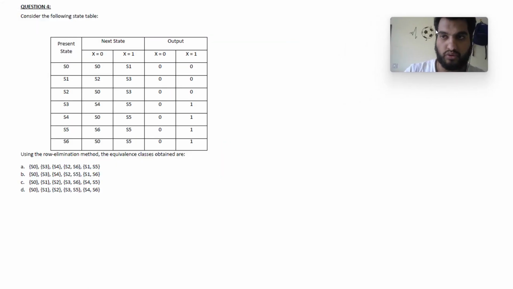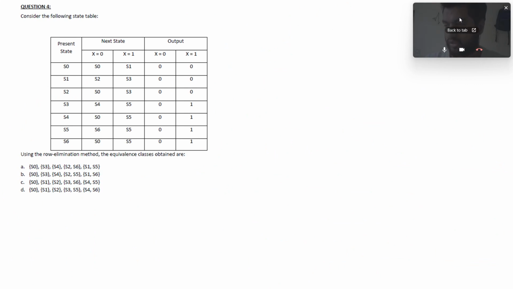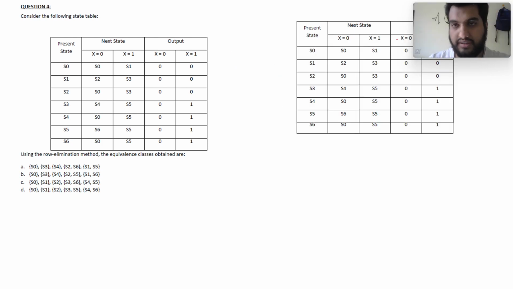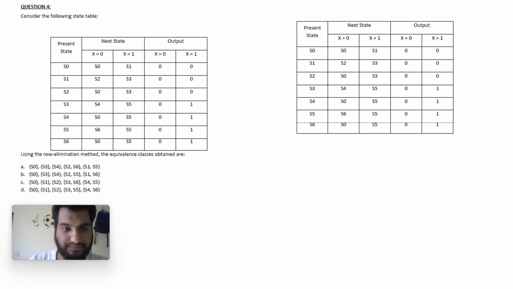Now moving forward to question number 4. Question number 4 says, consider the following state table. We are given this state table where we have these states S0 to S6, that are 7 states, and then we have next states based on the input combination, and then we have the output based on the inputs. So we need to find the equivalence classes obtained using the row elimination method, based on the equivalence between the rows. So let's see the table here and just look at it.